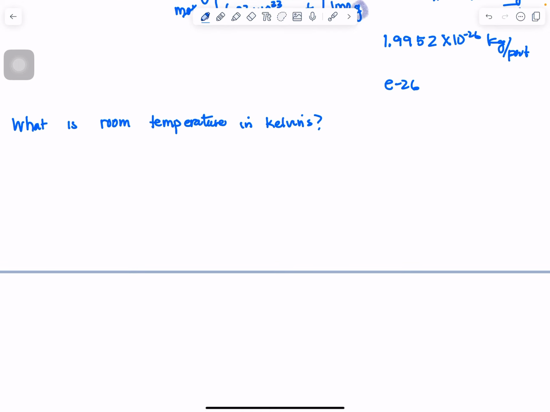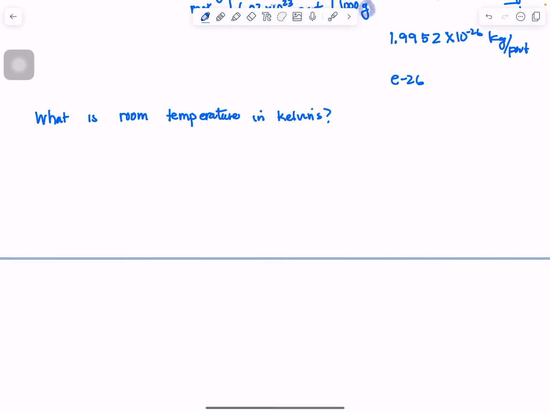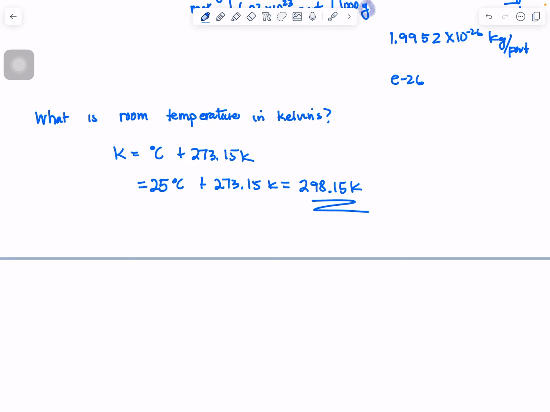All right, what is the room temperature in Kelvin? Kelvin are degrees C plus 273.15. Room temperature is about 25 degrees C, plus 273.15, this is Kelvin. So this is degrees C. I don't know how to write out the conversion. And so this is going to give us 298.15 Kelvin. So that is your answer.